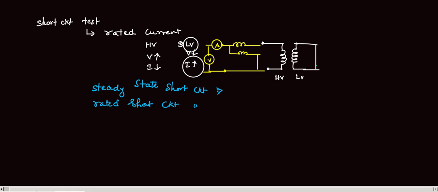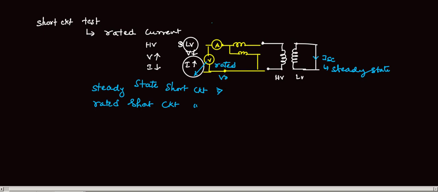You are short circuiting the LV winding and applying the rated voltage. For the applied rated voltage, whatever current you get in the short circuited winding is called the steady state short circuit current.